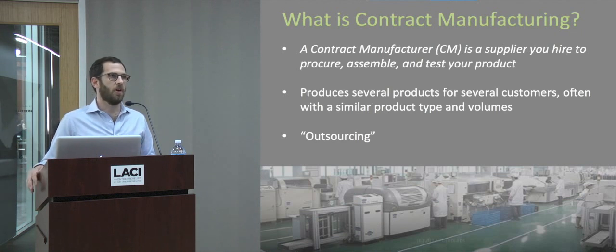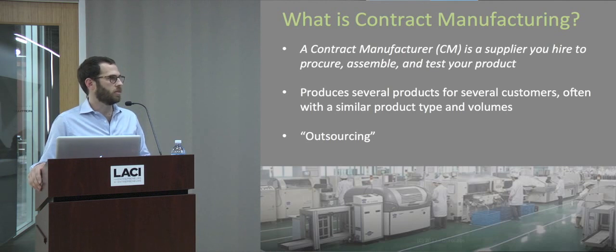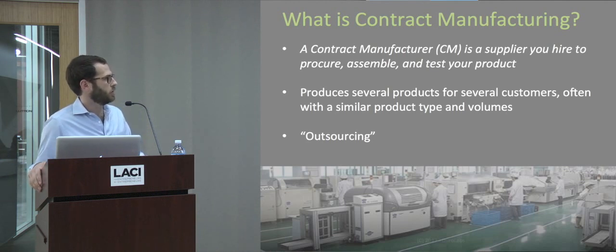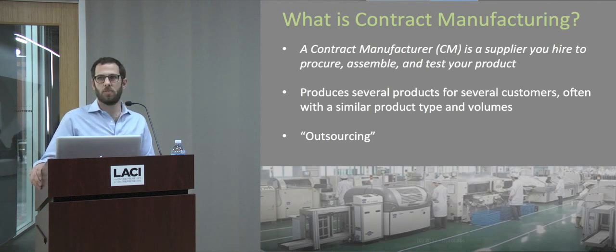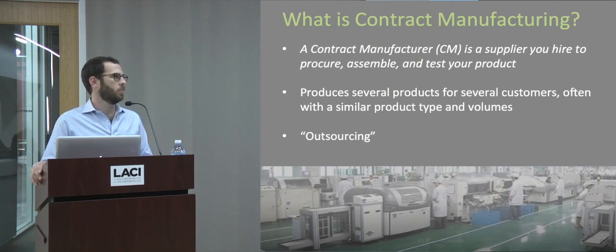So what is contract manufacturing? A contract manufacturer is a third party that you've hired to procure the parts, to assemble the parts, and do the final testing. And a key component of a contract manufacturer is you're not their only customer. They will very likely have several customers in the shop at the same time, building very similar products to yours at similar volumes. And that's a good thing, and it can also be a bad thing.